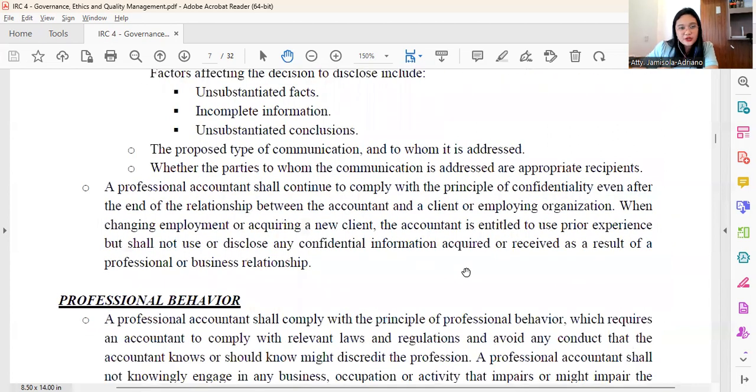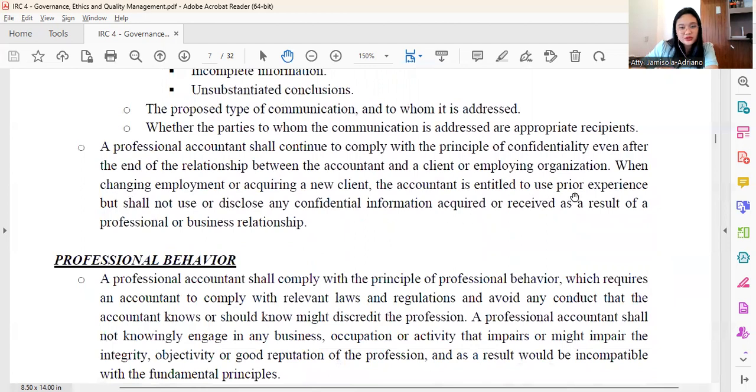A professional accountant shall continue to comply with the principle of confidentiality even after the end of the relationship. Take note of this, okay? The severance of the relationship does not mean that you are now allowed to disclose the confidential information. It continues even after the death of the relationship. When changing employment or acquiring a new client, the accountant is entitled to use prior experience but shall not use or disclose any confidential information acquired or received as a result of the professional or business relationship. This means that whatever you have learned from the confidential information that you have obtained from the previous client, you can use that learning, but you cannot disclose the particular confidential information.